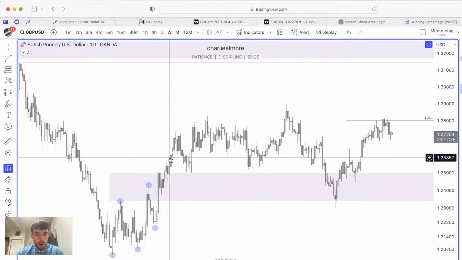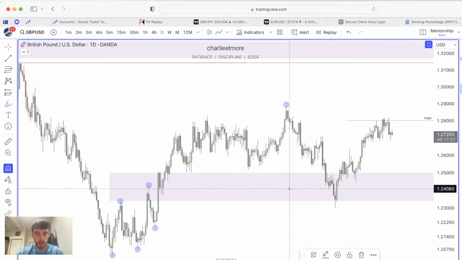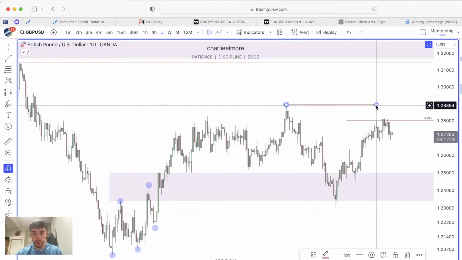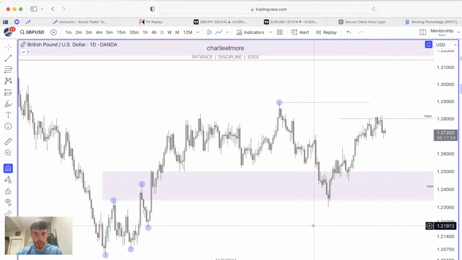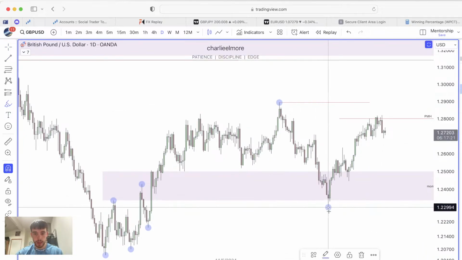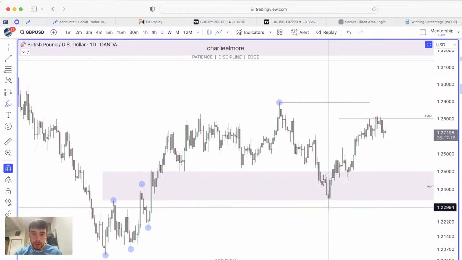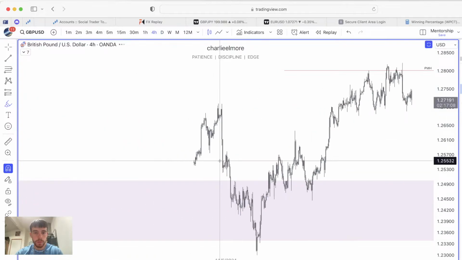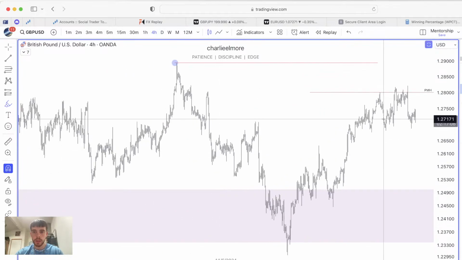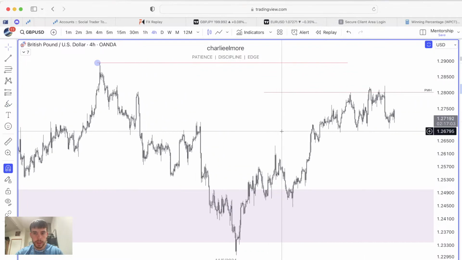Okay, so what price has done is this. It's just made that high, and if that high was to be taken, sorry, then that would be the higher low. But because price hasn't done that yet, we can't call that the higher low. So this is why I'm saying it's a little bit messy at the moment in terms of structure. Let's go to the 4 hour and try and pick this apart.